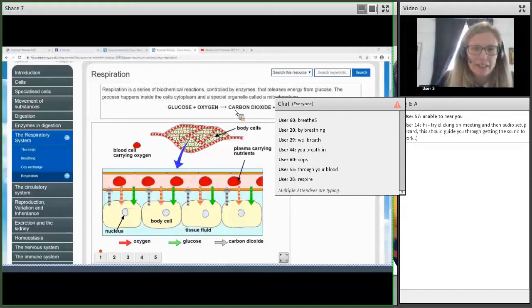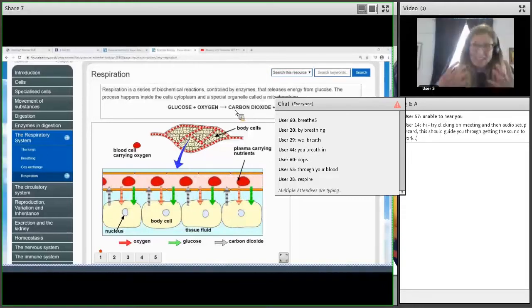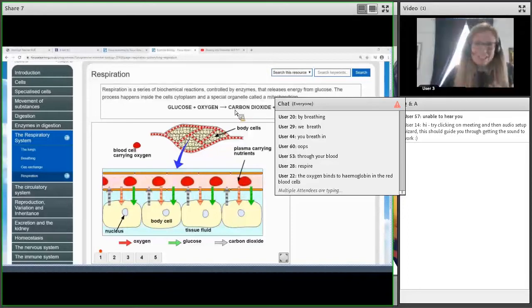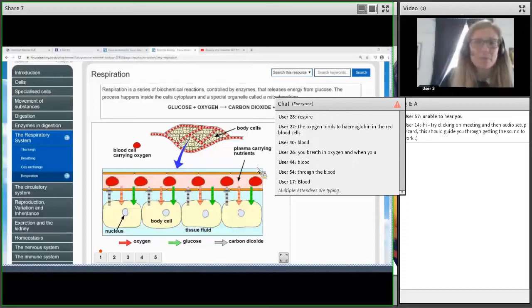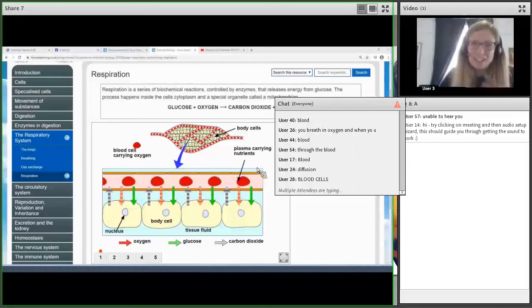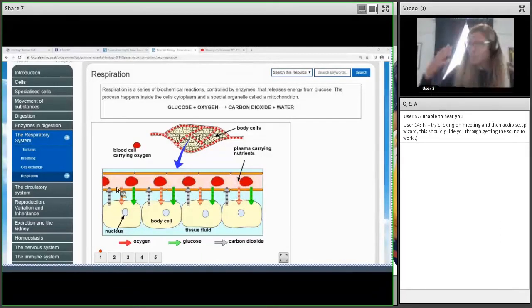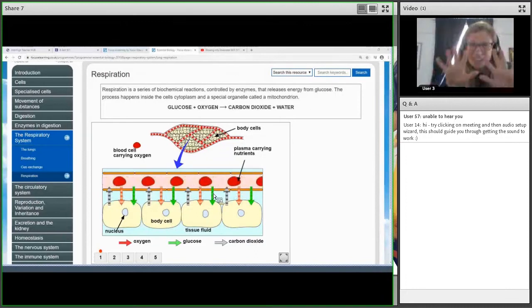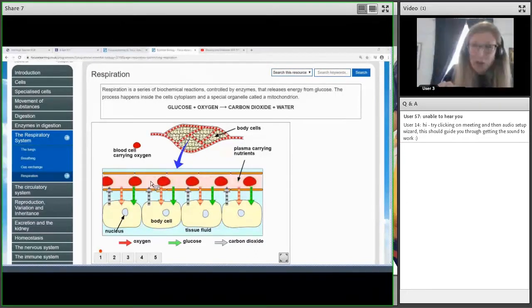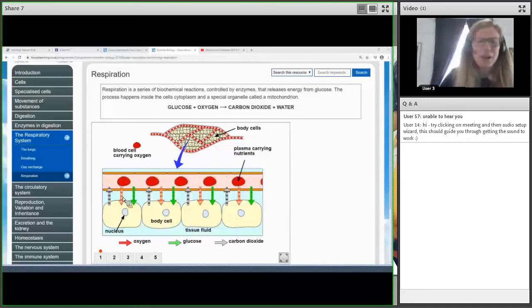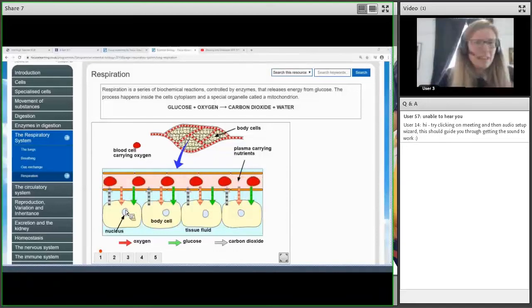So hopefully you get some answers on the chat pod. By breathing, yeah. So we normally take oxygen in by breathing it in. Excellent. And the air around us contains the oxygen. But the oxygen's then got to get to the cells. So we've got to get that oxygen from our lungs all the way to the cells. And we've got trillions of cells in our bodies. We've got cells in our little fingers, in our little toe, all over our body. So how does the oxygen get from our lungs all the way to the cells?